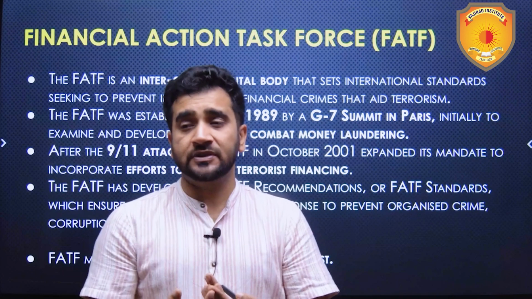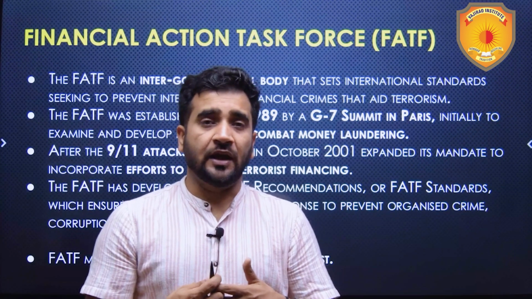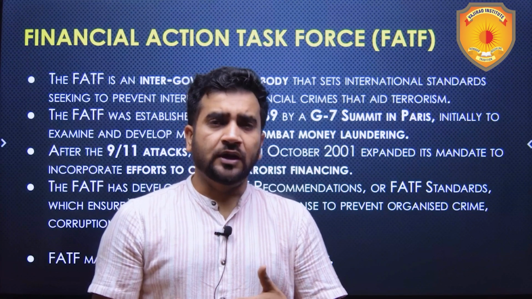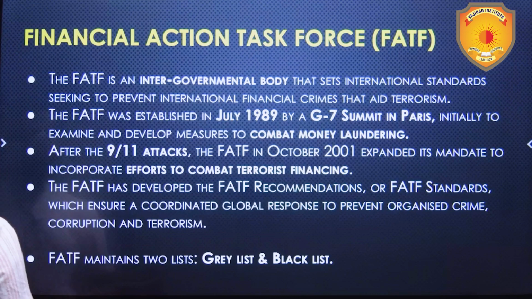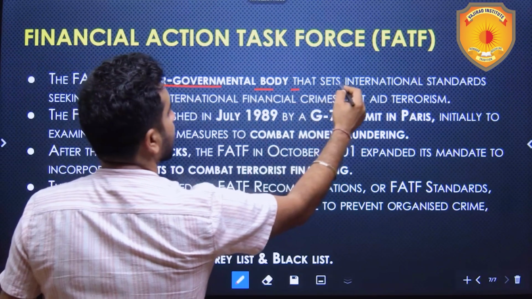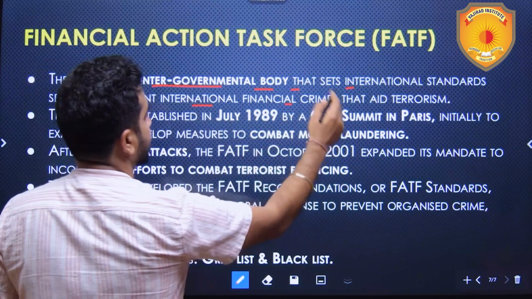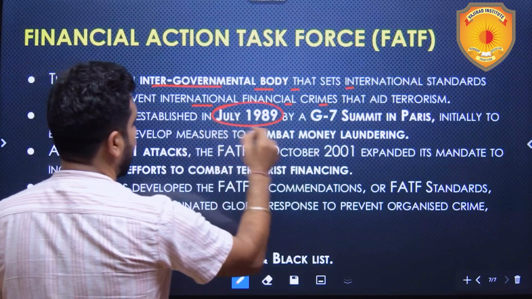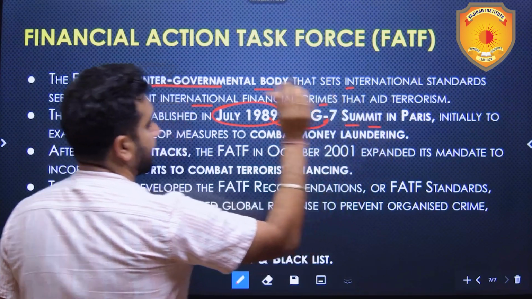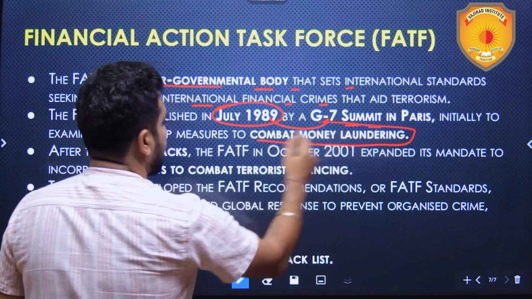What happens when a country is in the grey list, we'll see. Let's get started with this. Financial Action Task Force, FATF, is an intergovernmental body that sets international standards seeking to prevent international financial crimes that aid terrorism. It was set up in July 1989 at a G7 summit in Paris, initially to examine and develop measures to combat money laundering.